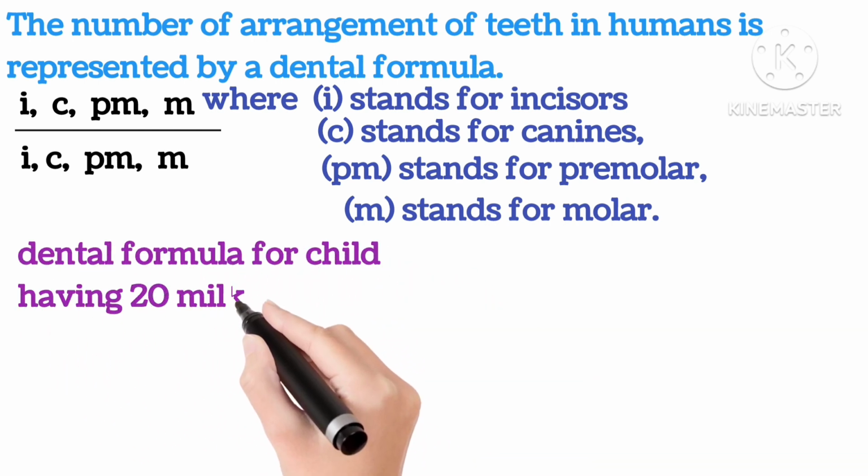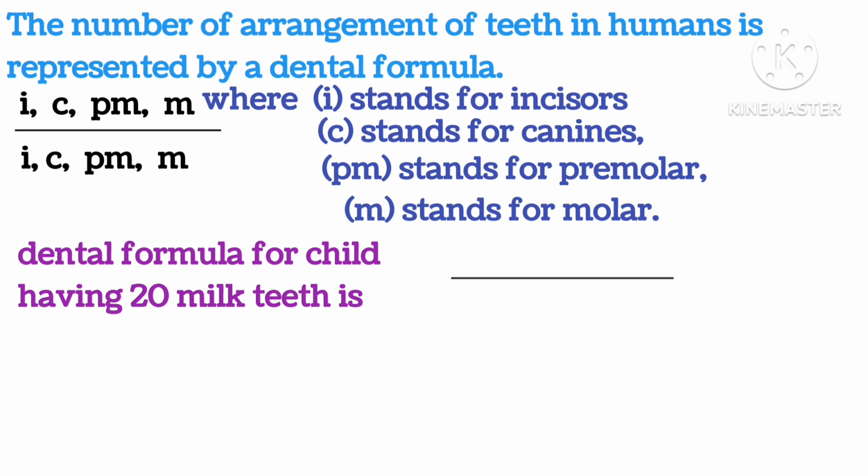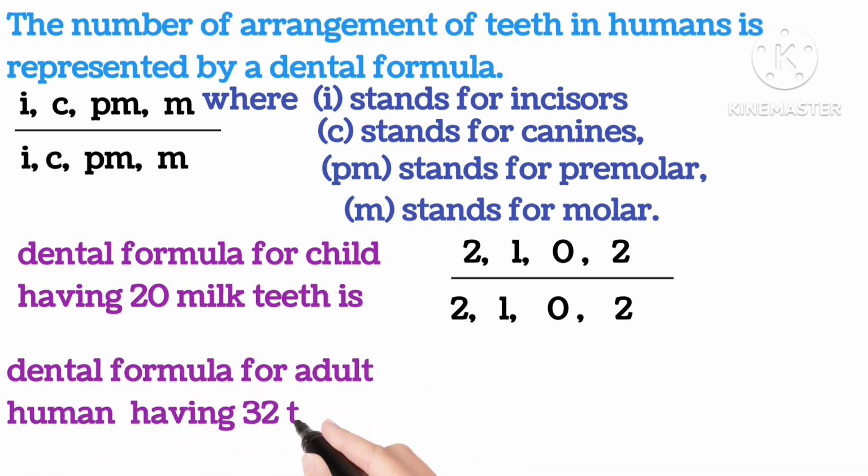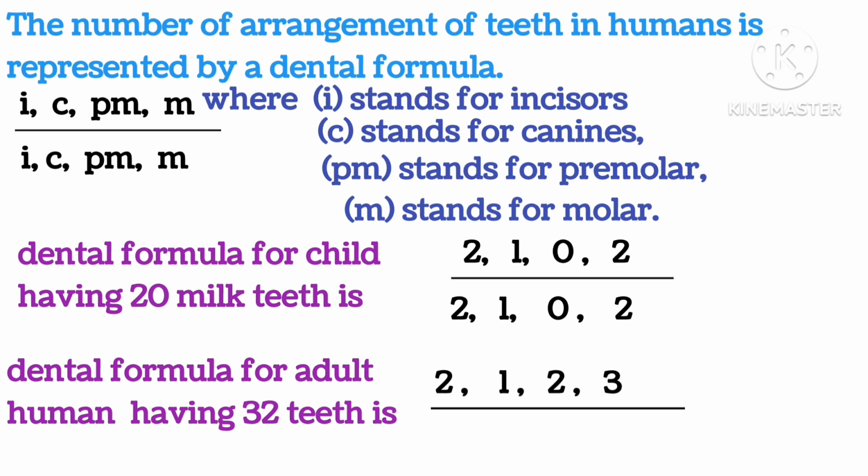Dental formula for child having 20 milk teeth is 2 pairs of incisor, 1 pair of canine, 0 premolars and 2 pairs of molars. Same for the lower jaw. Dental formula for human adult having 32 teeth is 2 pairs of incisor, 1 pair of canines, 2 pairs of premolar, 3 pairs of molar. Same for the lower jaw.